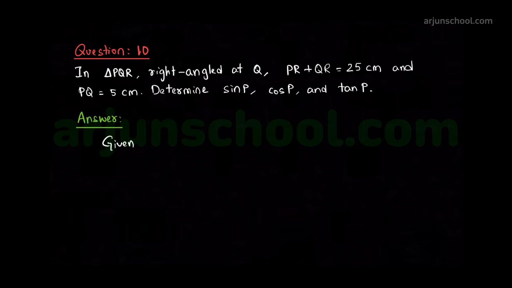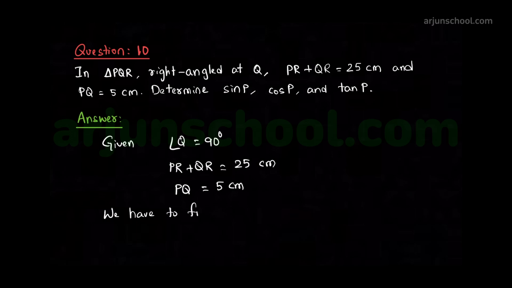We are given that in triangle PQR, angle Q is equal to 90 degrees, PR plus QR is equal to 25 centimeters and PQ is equal to 5 centimeters. We have to find sin P, cos P and tan P.